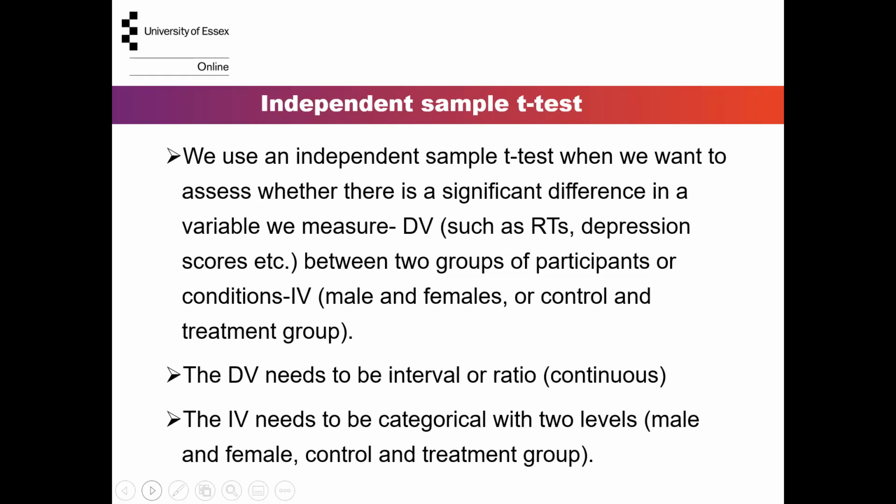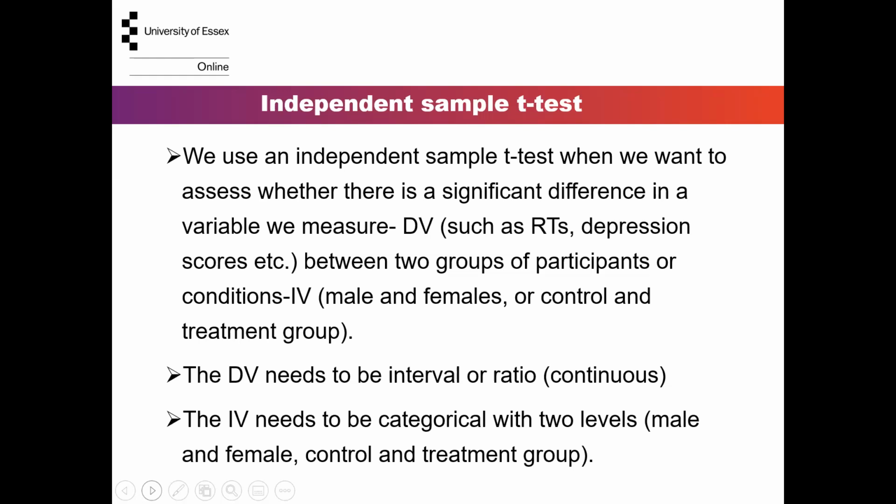Some of the assumptions related to the measurements for the independent sample t-test are that our dependent variable needs to be interval or ratio, and I refer you back to the first workshop where we talked about the different types of measurements. And our independent variable needs to be categorical with two levels.